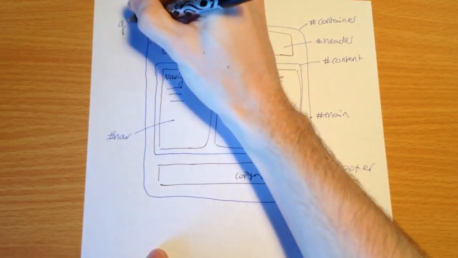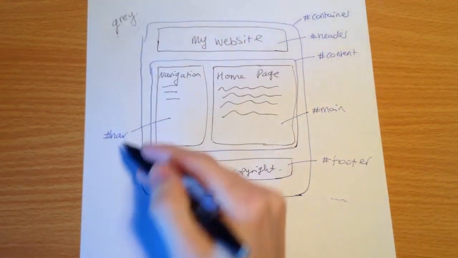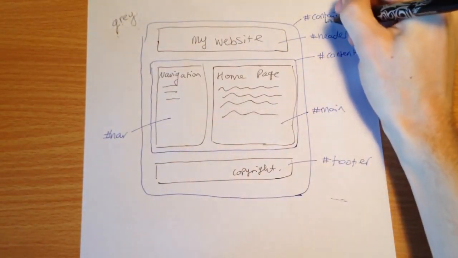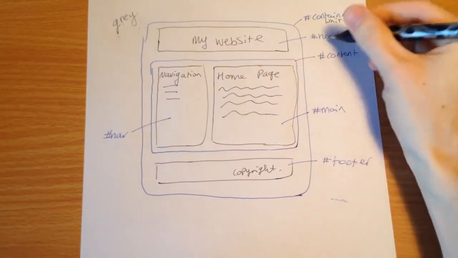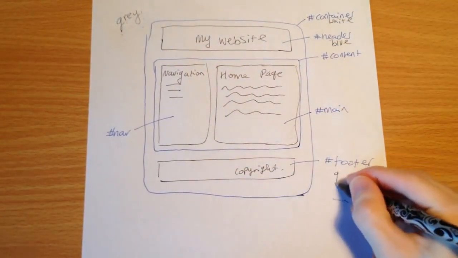I want the background of the whole page around here to be grey. I want the background of container to be white. I want the background of header to be blue. And I want the background of footer to be grey as well.